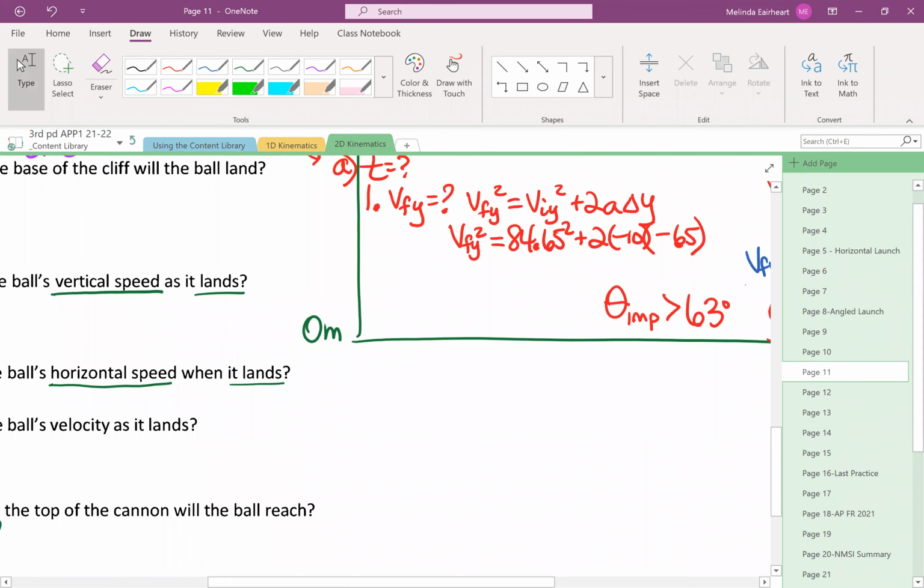And so grab the calculator. Do your 2a delta y, should come out a positive number. Add to it the 84 number squared, and then square root that sum. And tell me what you get for the final vertical velocity after the square root. So grab that calculator, start punching in. I don't have this number memorized.